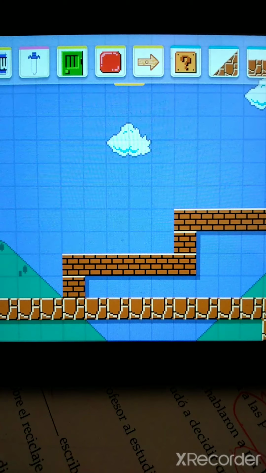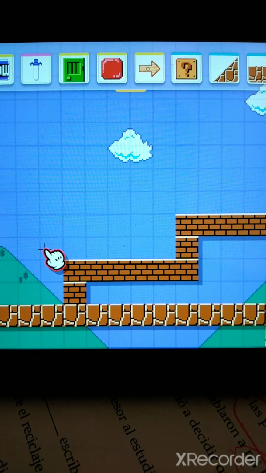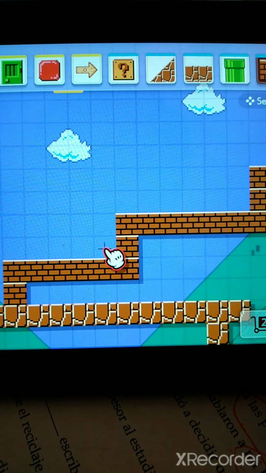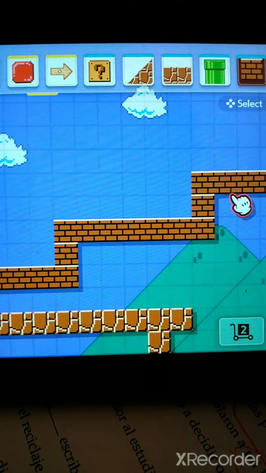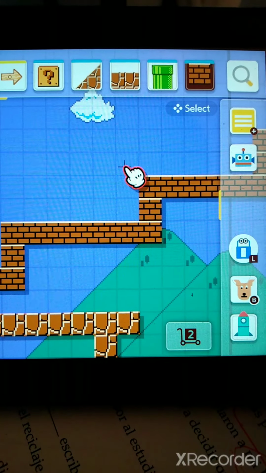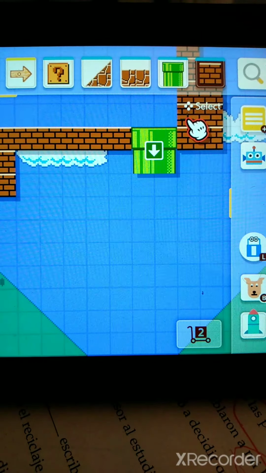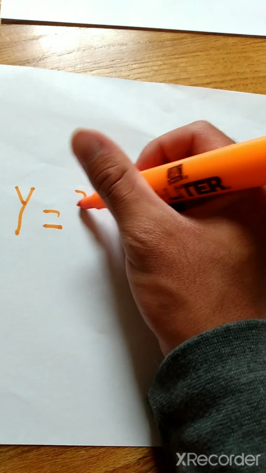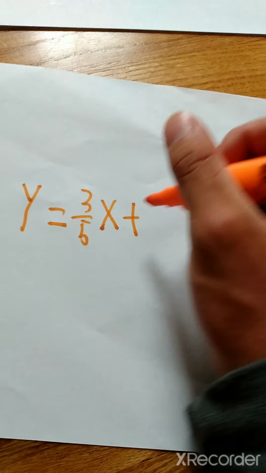What was the slope? The slope was rise 3, run 1, 2, 3, 4, 5. Then rise 3 again. Rise 3, run 5, and again and again. So with that slope, our answer is going to be y equals 3 over 5x plus 0.